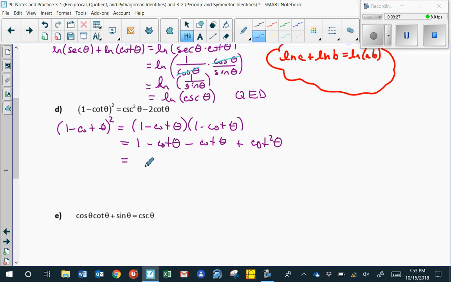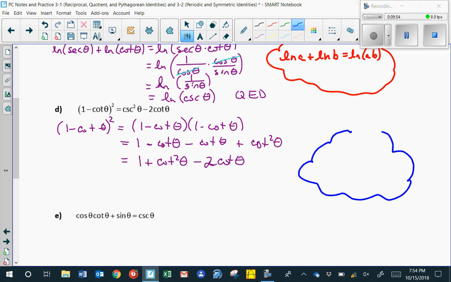I'm going to rearrange the terms and put our 1 and cotangent squared of theta as the first two terms. And then we can combine negative 1 times cotangent theta and negative 1 times cotangent theta to get negative 2 times the cotangent of theta. Now you may remember that there's a Pythagorean identity that states that 1 plus the cotangent squared of theta is equal to the cosecant squared of theta.